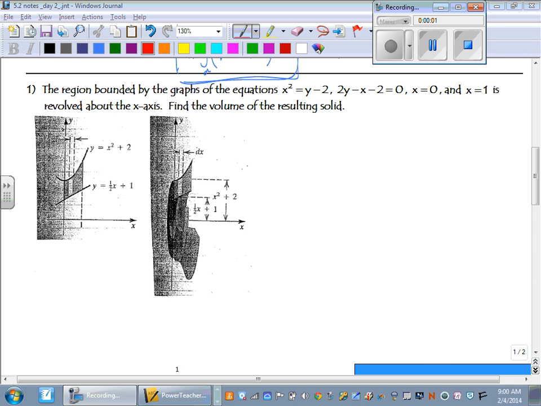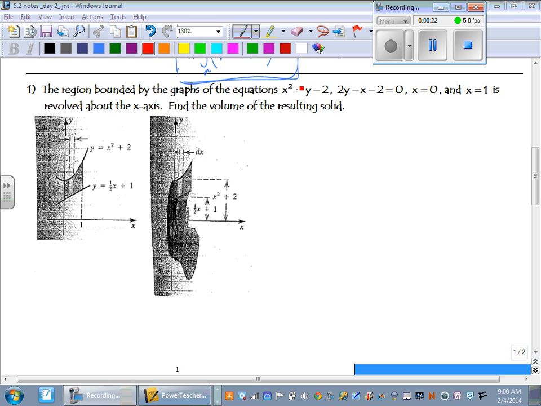So, region bounded by the graphs x squared equals y minus 2, 2y minus 2 equals 0, x equals 0, and x equals 1. Well, these two, if we didn't have this here for us, we would definitely need to solve these for y so we can graph them. And it's kind of done for us already.